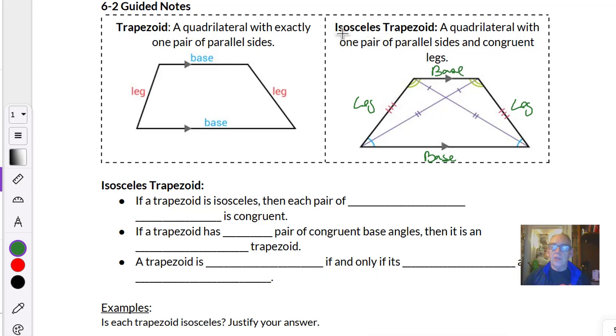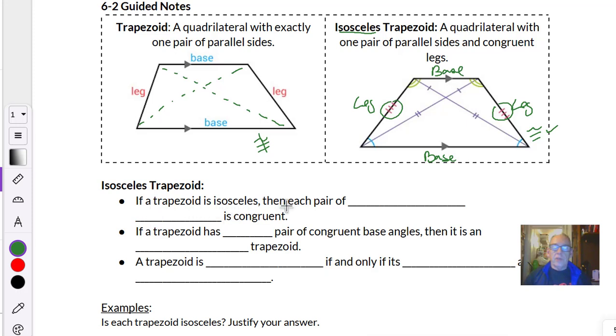In an isosceles trapezoid, the two legs are congruent, which sets up these congruent diagonals. Otherwise, it's obvious in this normal trapezoid here that these diagonals are not congruent to each other. So they're not congruent. In an isosceles trapezoid, they are congruent.